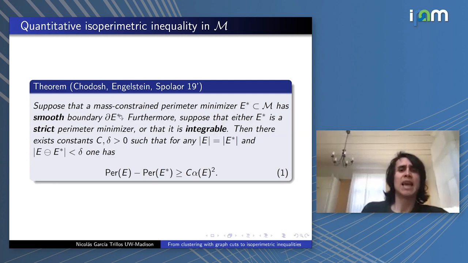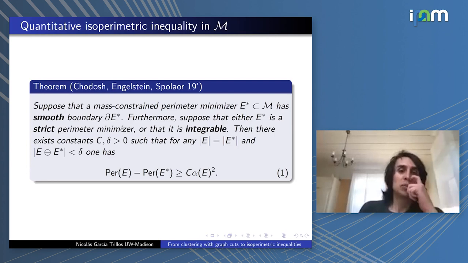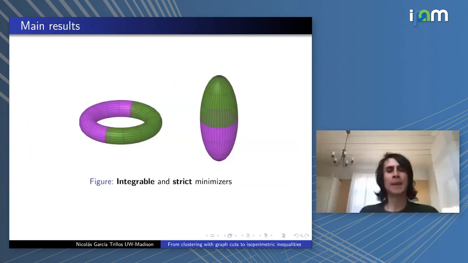So basically, if you have a smooth boundary of the solution, and you satisfy one of two properties, either it is strict or integrable, and I'll say what that is in a moment with a picture. Under those conditions, you essentially recover that relationship where the difference of perimeter gives you control on being close as sets, so something being close to a minimizer.